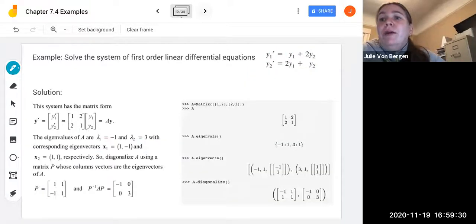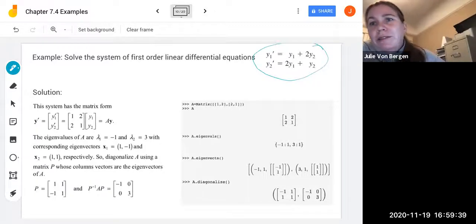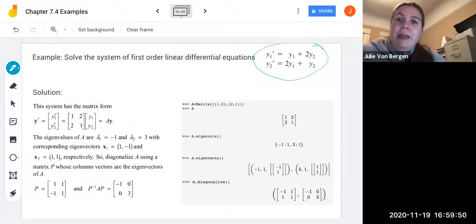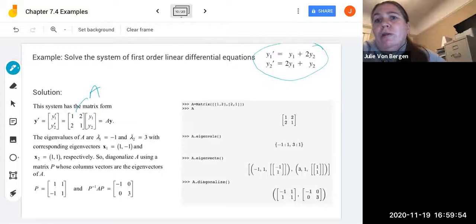So let's do now a slightly more complicated one with multiple constants and a sum here. This is what we've been building up to. So we want to solve this system here where y1 prime is y1 plus 2y2 and y2 prime is 2y1 plus y2. So we start by building our coefficient matrix A here. So this is matrix A, and it corresponds just with the coefficients in each equation.